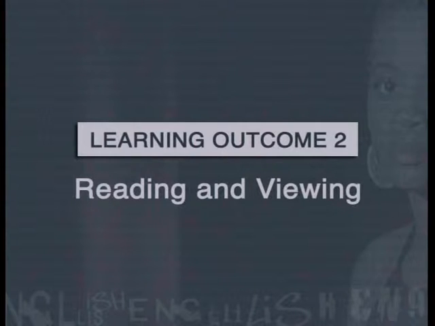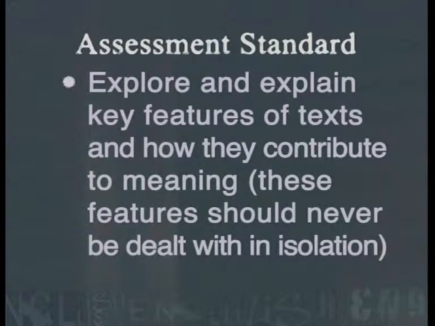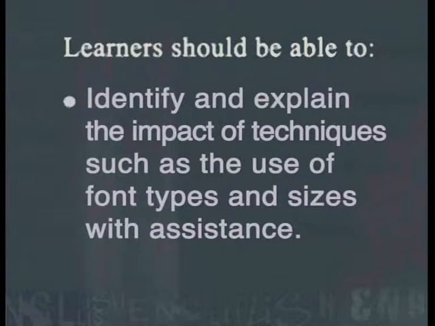The following lesson is linked to Learning Outcome 2, Reading and Viewing, and addresses the assessment standard which requires learners to explore and explain key features of texts and how they contribute to meaning. Learners should be able to identify and explain the impact of techniques, such as the use of font types and sizes, with assistance.